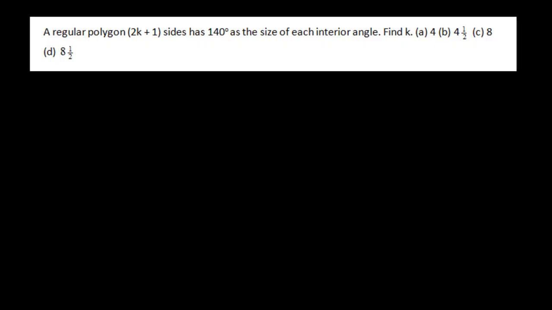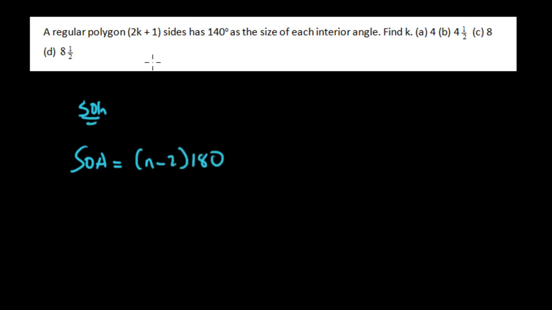Now let's look at this question. A regular polygon of 2k plus one sides has 140 degrees as the size of each interior angle. Find k. The first thing you want to remember before even attempting this question is the sum of interior angles in a polygon. The formula for the sum of interior angles in a polygon is (n minus 2) times 180.